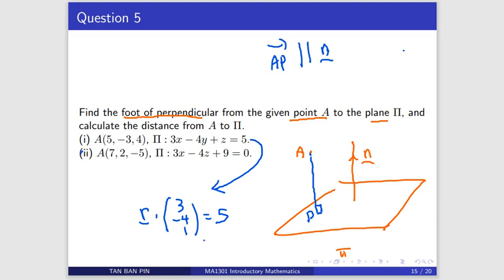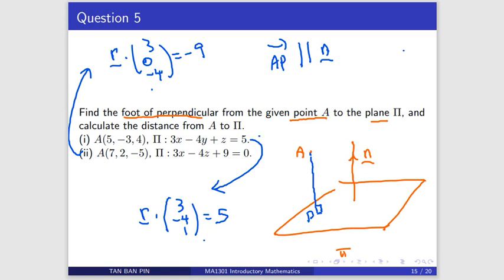As for the second equation, you can write it as r dot (3, 0, -4) equal to -9. So you take the normal vector as (3, 0, -4). Let's get a solution to part 1.